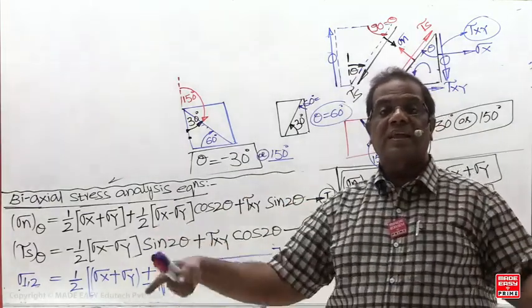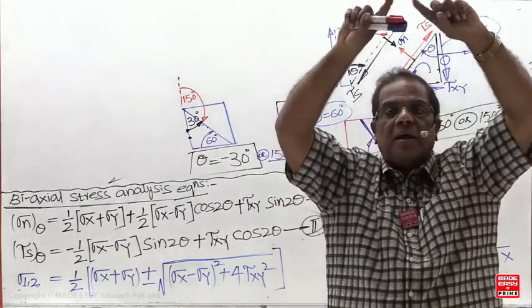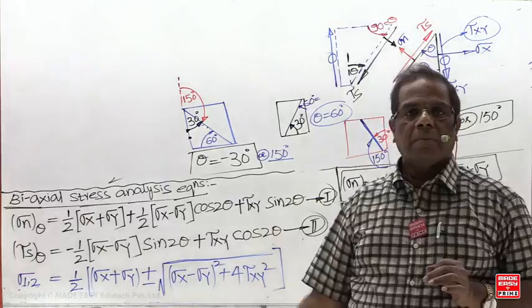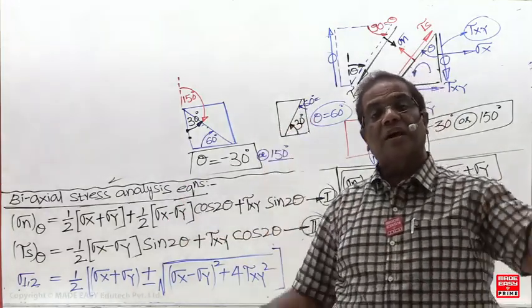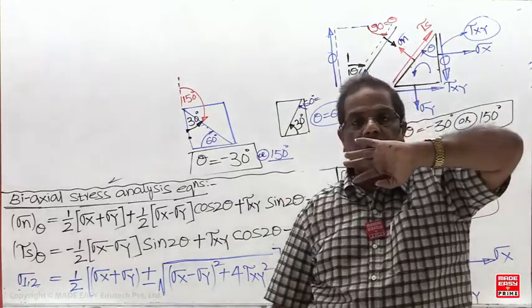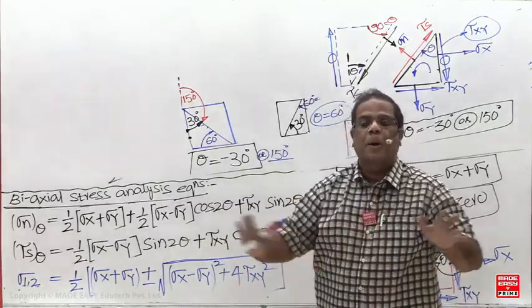So for the easy understanding of the principal plane and tau max plane, the uniaxial equations are better now. But with the equation, without numericals, I cannot explain it. That's why I introduced the concept of the principal plane and tau max plane with a uniaxial state of stress. Now finally, if you remember the equation, uniaxial equations are optional.